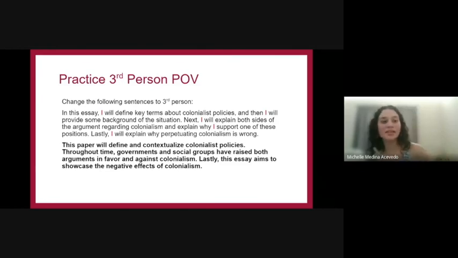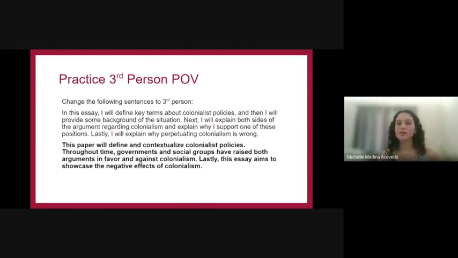Now, the second sentence is a little bit different because I didn't change it to the essay will do this. Instead, I focused on what I am talking about. So instead of focusing on the essay or what I think, I'm going to focus on the ideas. So if I am talking about an argument, I can say who is perpetuating or who is argumenting these ideas. In this case, it's governments and social groups. So I would choose to use that as the subject. So governments and social groups have raised arguments in favor and against colonialism.